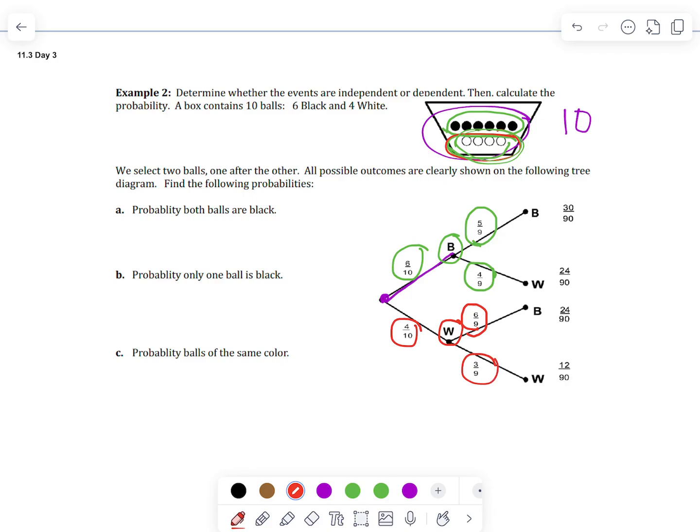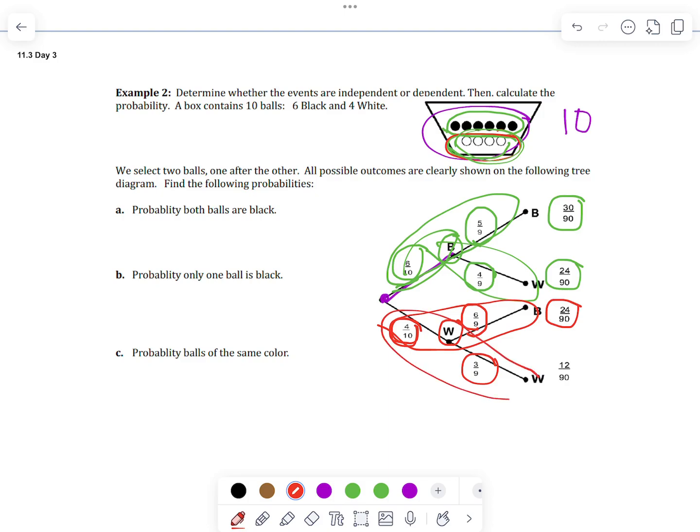So what you do next to get the 2 events, so to get a black and a black, you'd multiply those branches together. So 30 out of 90. If you get a black and then a white, you multiply those branches together. If you get a white and then a black, multiply those events together. And then a white and a white, multiply those together.